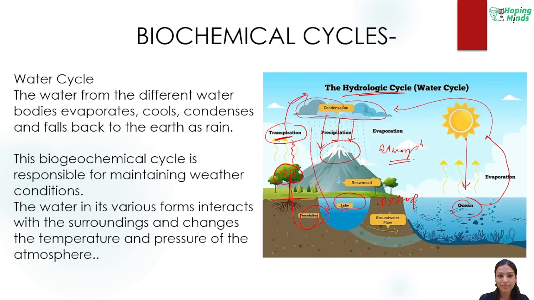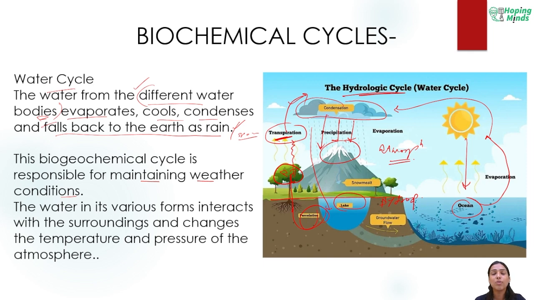So the water cycle. Water cycle means the water from different water bodies evaporates. Water bodies. Make sure not to include leaves over here. It evaporates, it cools, it condenses and falls back to the earth as rain or snow. This biogeochemical cycle is responsible for maintaining weather conditions. Now when it's so hot, does the rain not come as a breather? It does.